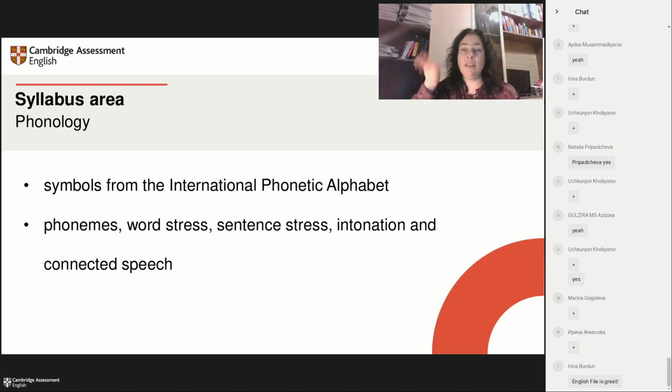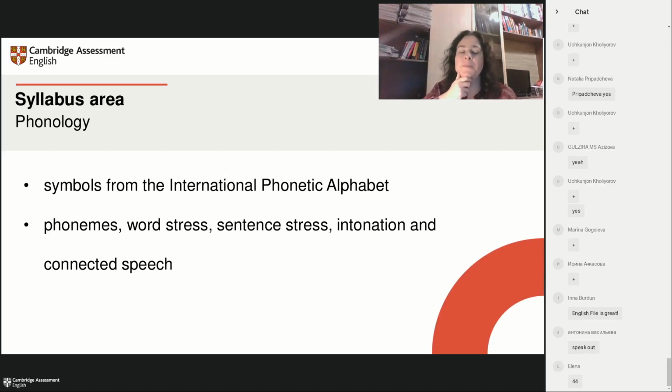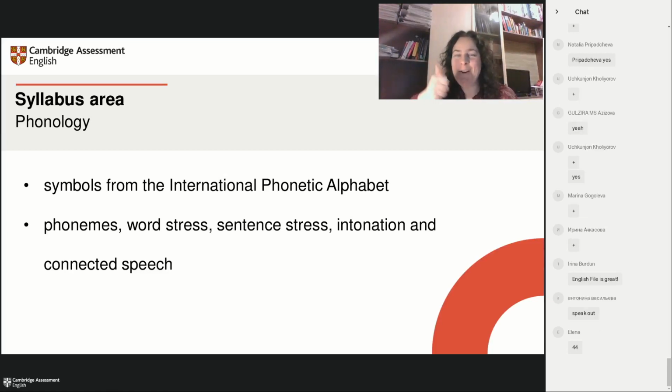Now, in this area on phonology, we need to understand different phonemes, or simply sounds. How many sounds are there in English? Which of them do you know, and so on? There is also a focus on stresses, sentence stress and word stress. 44. Well done, Yelena. Good job. Also intonation patterns, high pitches and so on.